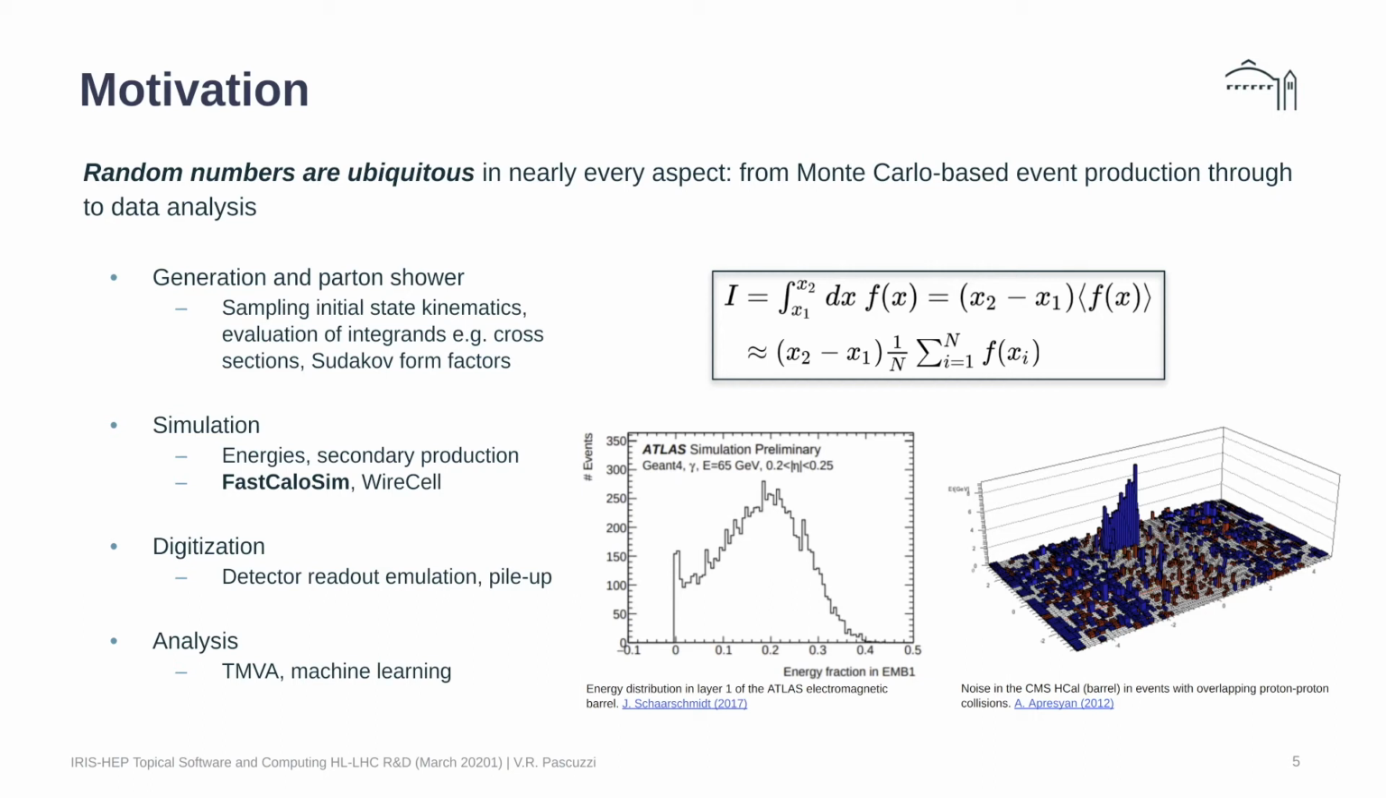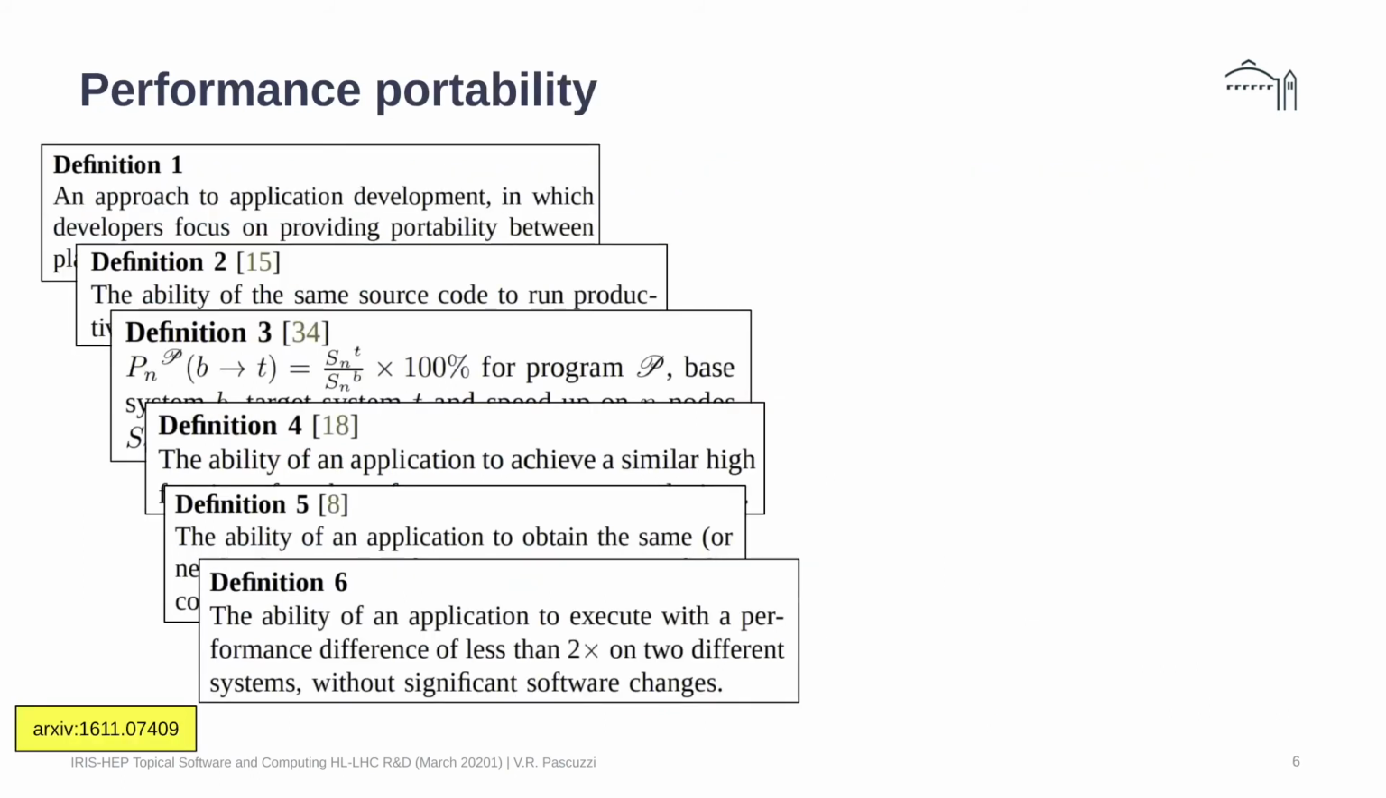I'm a bit biased. That's an ATLAS fast calorimeter simulation software, as well as digitization for detector readout emulation and also sampling pileup distributions. And then even at the analysis level, TMVA, and with the rise and ubiquity of machine learning now, random numbers are used everywhere. But this really started with the need to look at FastCaloSim because we wanted to evaluate SYCL's CUDA backend and compare that with the Intel backend.